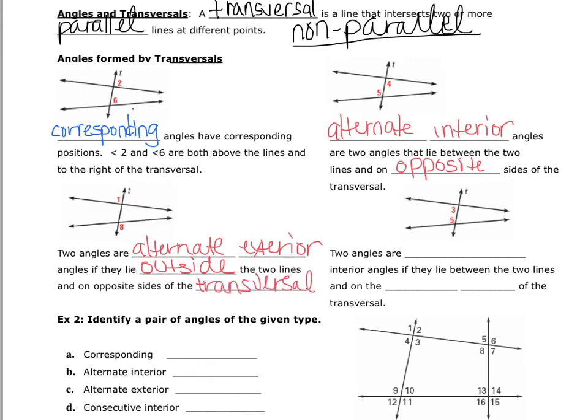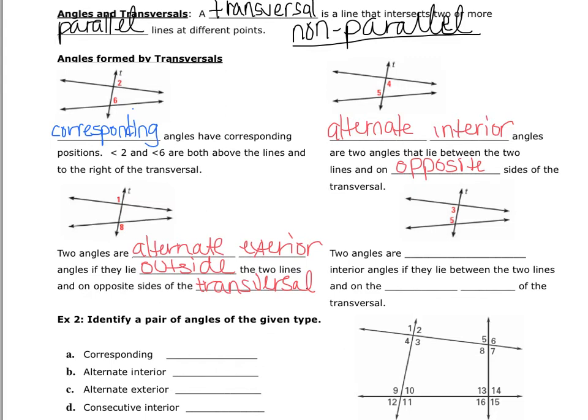So you can see that again. The word alternate means from one side to the other. So this angle in this position is on the left, and this is an angle here on the right. They're both on the exterior of the two lines. So we refer to those two angles as alternate exterior angles.